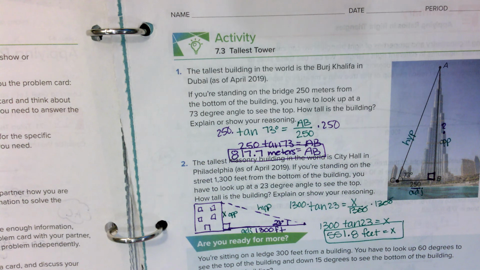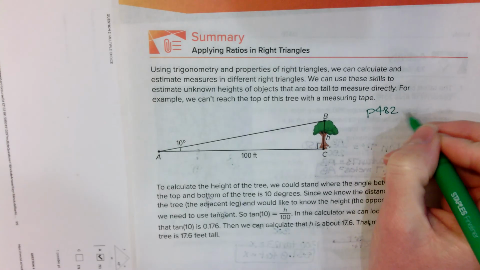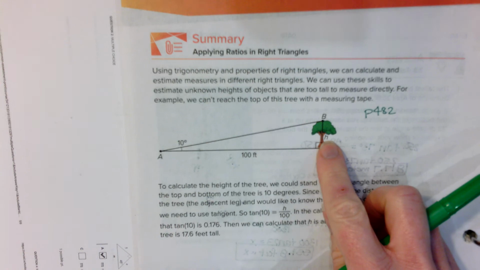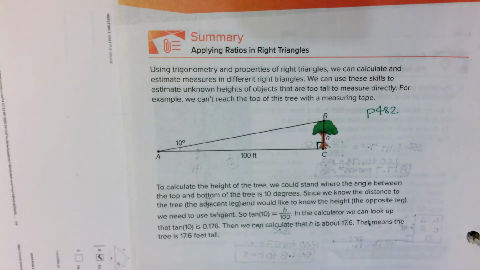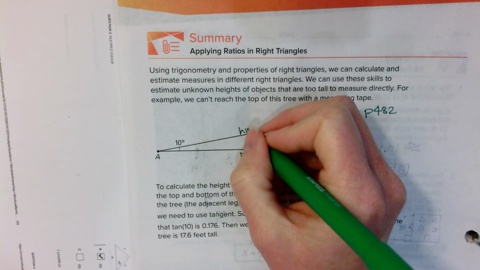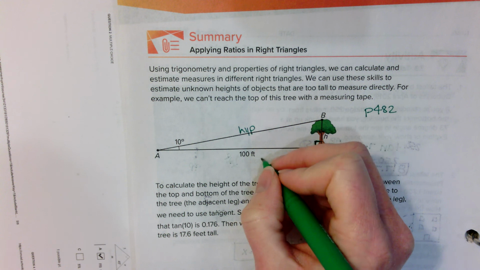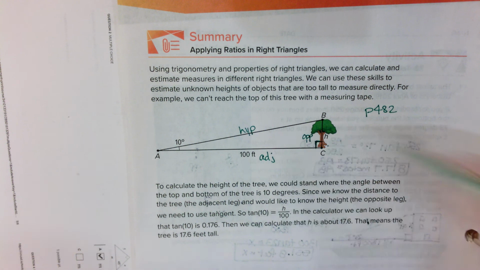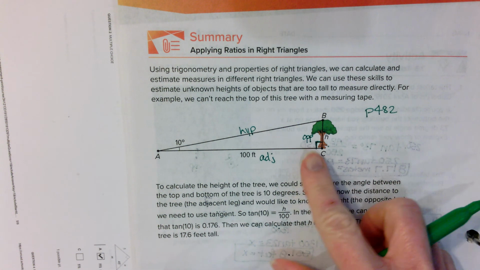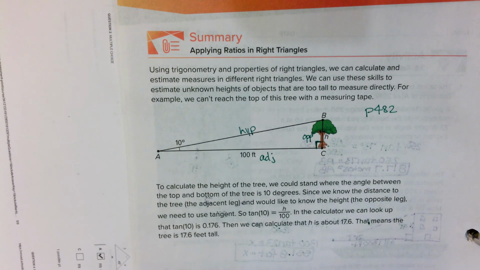Let's take a look at one more problem on the next page. That would be page 482, the summary. I have another problem about a tree. It wants me to find the height of this tree. So again, this is a trig problem. The tree and the ground make my right angle. And so that's how I know this is my hypotenuse. The 100 feet is how far from the tree we are, and this is my adjacent side, and that makes my height then my opposite side. So again, I can see this is a tangent problem because I'm trying to find the opposite, I know the adjacent, and the hypotenuse is completely blank, which means I'm not going to use it at all.